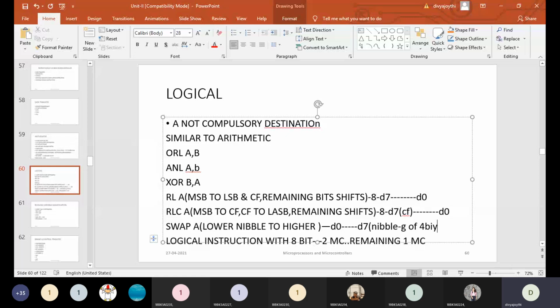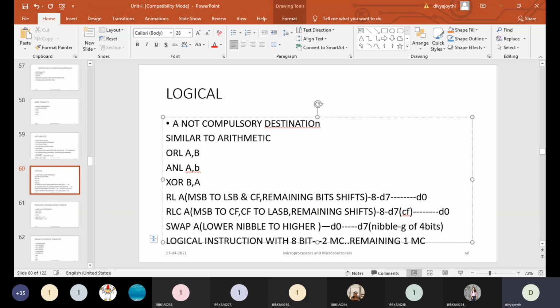As you all know, a group of 8 bits is a byte. In a similar way, a group of 4 bits is known as a nibble. So whenever I am saying swap and mentioning only one register, the data within that register itself gets swapped. It will be swapped in such a way that the higher nibble will be replaced with the lower nibble and the lower nibble will be replaced with the higher nibble.